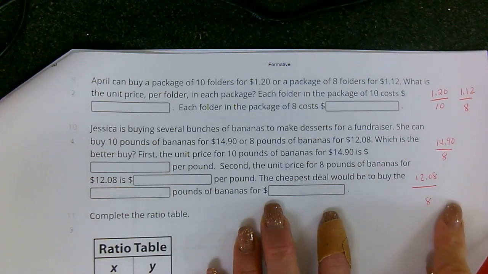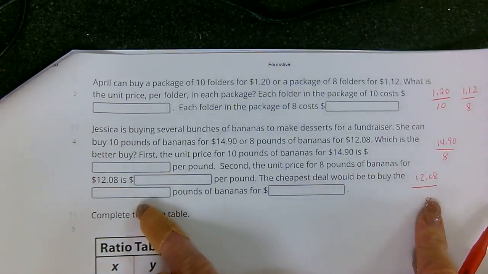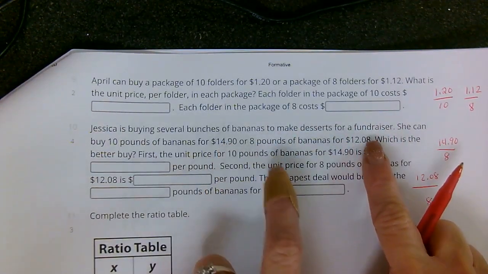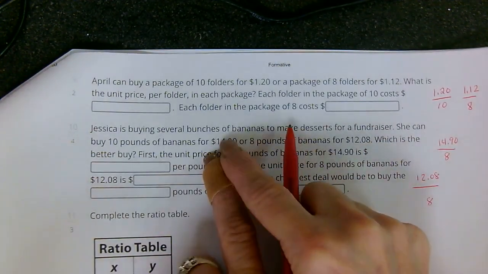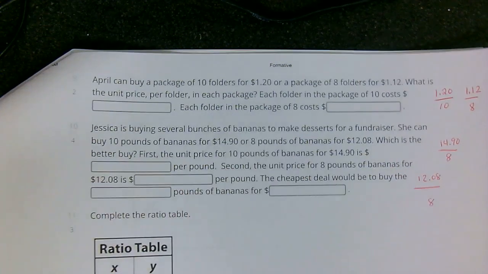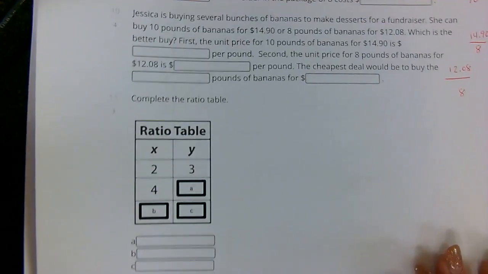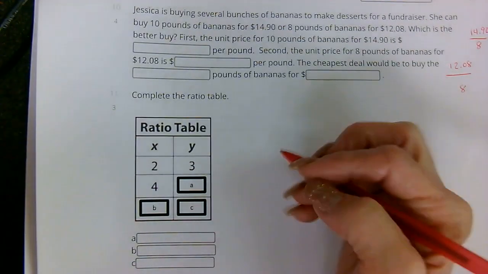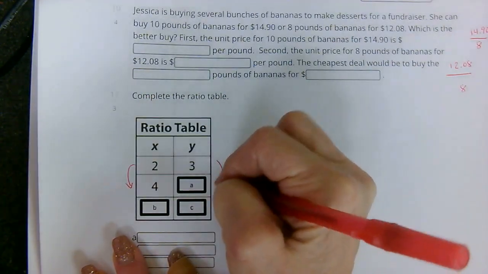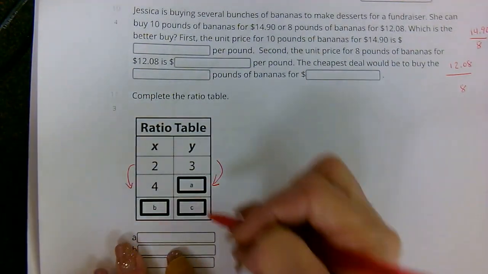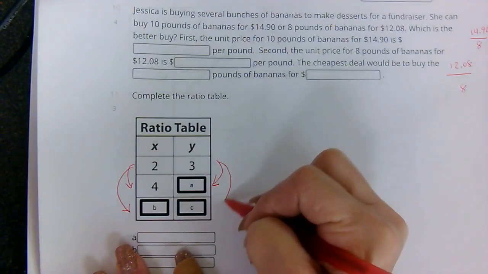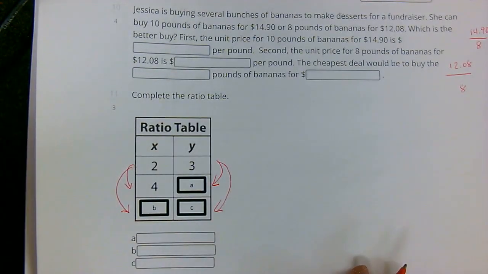And you don't do the unit price here. You go back to these answers. Would buy the blank pounds of bananas for this. Which one would you buy? Would you buy the $14.90 for 10, or the $12.08 for 8? Which one would be the better deal? Now, on completing the ratio table down here, what you could do is you could do 2 times 2 is 4, so 3 times 2 is. You could do 2 times 3 is, so 3 times 3 is, and get your answers there.